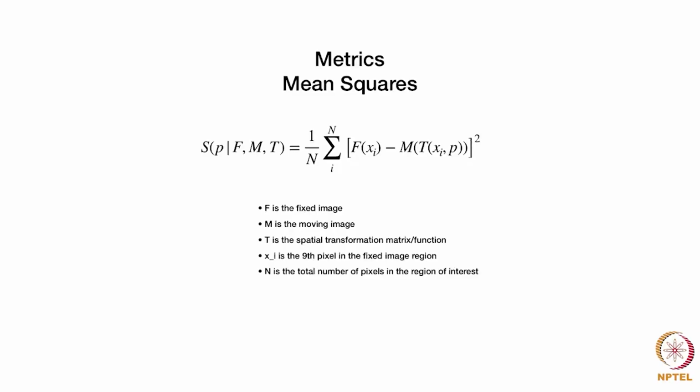Hello and welcome back. In this video we're going to look at some of the metrics that are optimized in order to estimate the parameters of the transformation. In the last video we saw a few simple transformations that are typically applied, for instance translations and then rotations. We also looked at the affine transform, which had an n cross n matrix along with the translation.